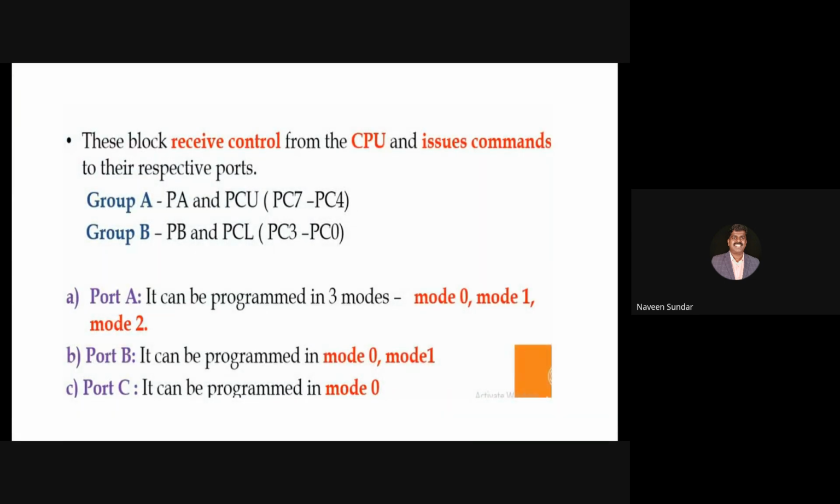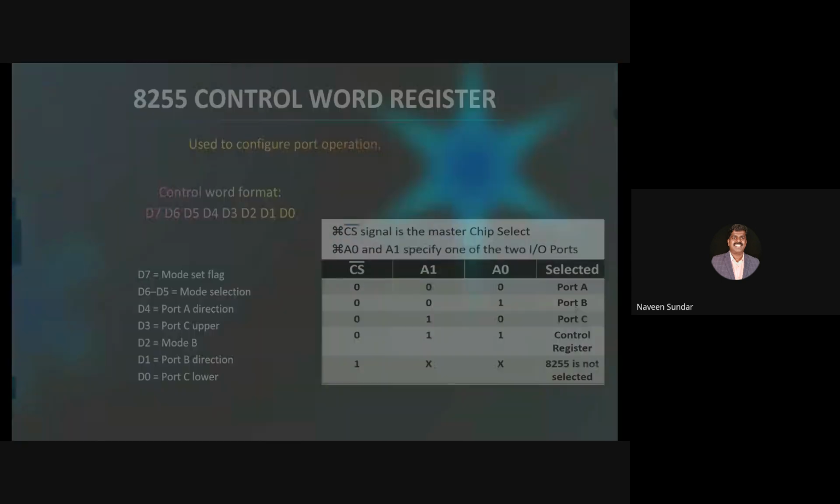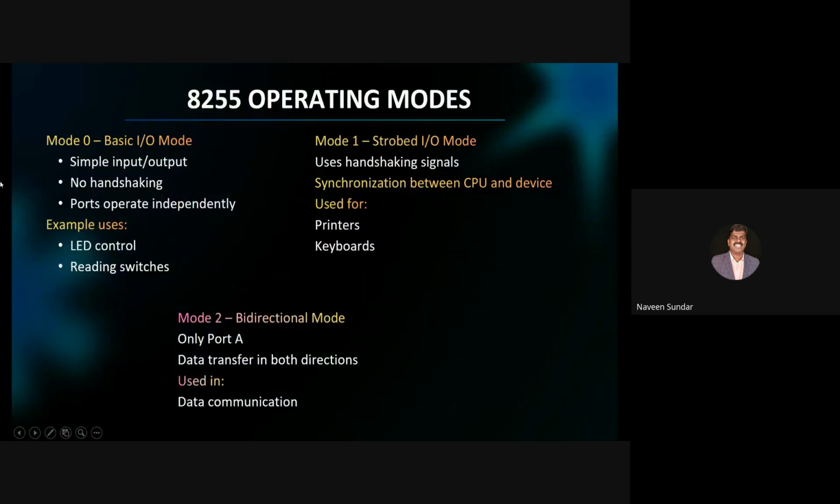And now, we already saw group A, that is PA and PC upper, and group B, that is port B and port C lower. That is how group A and group B are categorized. These ports support three modes, as we discussed before the configuration: basic IO mode, strobed IO mode, and bidirectional mode. So which ports support which mode? That is what we are explaining here.